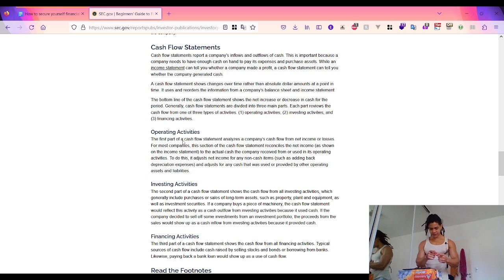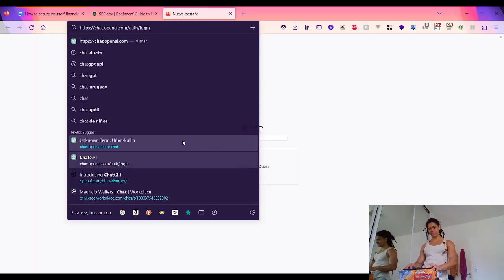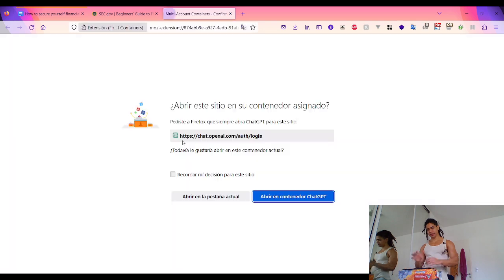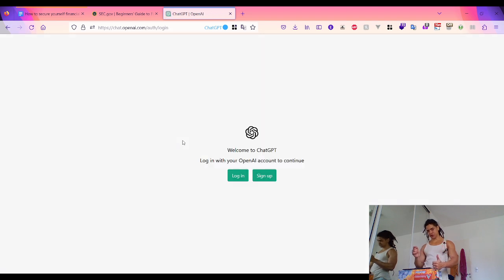So operating assets here now, because I asked ChatGPT for this, so operating assets are accounts receivable. In Spanish, this is cuentas por cobrar.